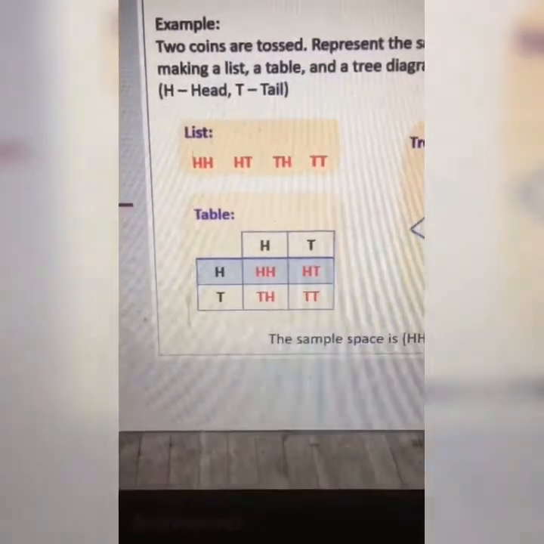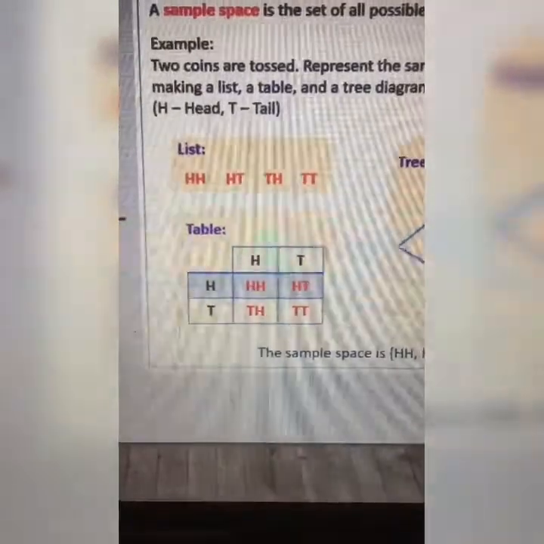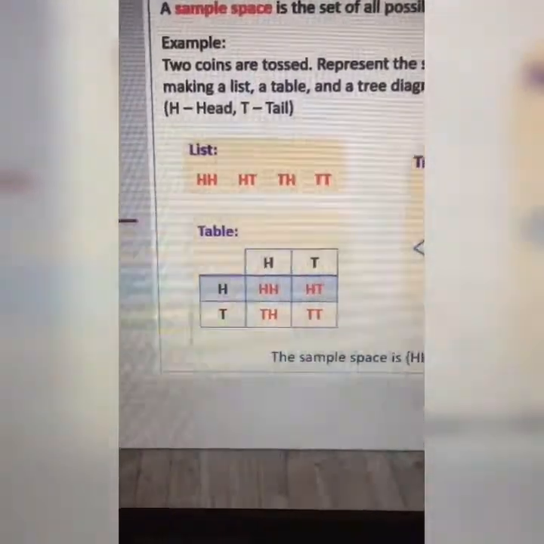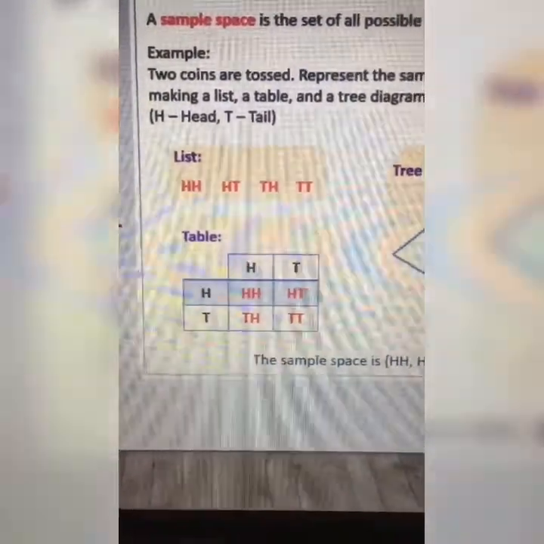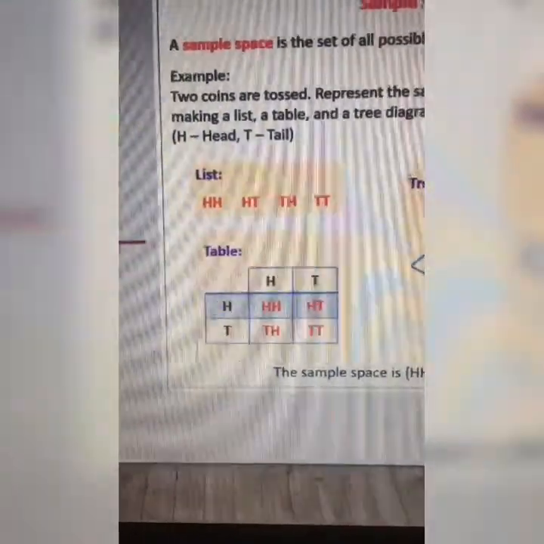As you can see, the red ones are head head, head tails, tails head, and tails tails. But how about the black ones? As you can see, they are not connected to each other. That's why they are not part of our sample space.